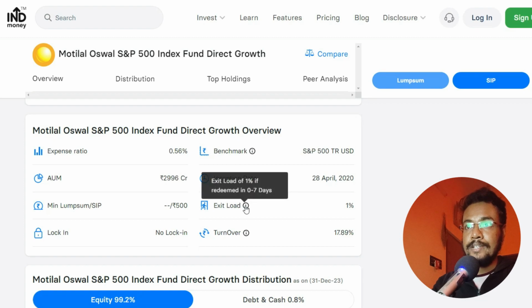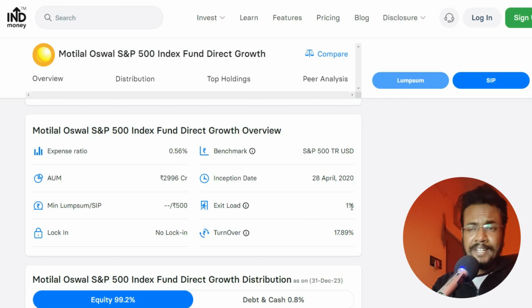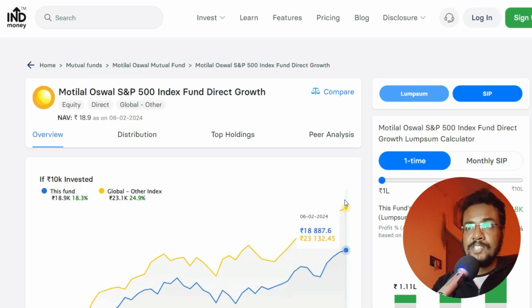So if I take a look at it here, if you redeem your fund within 0 to 7 days of investment, then you have to give 1% of exit load. Okay, but if you invest after 7 days, then there is no exit load at all. This fund was started back in April 2020, and still it's going pretty good. So if you want to invest in the broad S&P 500 index of the US, you can go ahead and invest in this Motilal Oswal S&P 500 index fund.